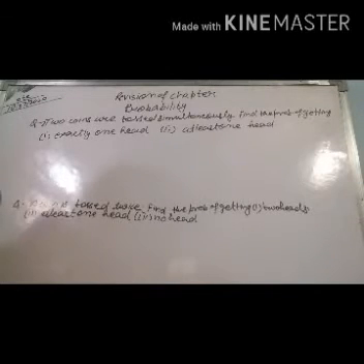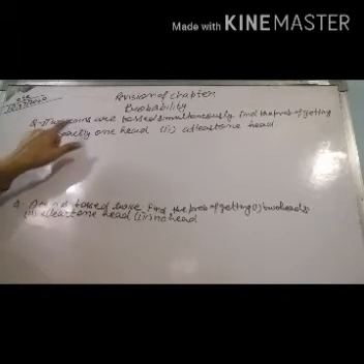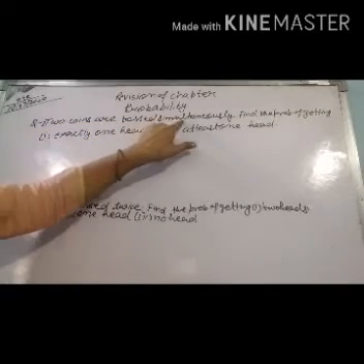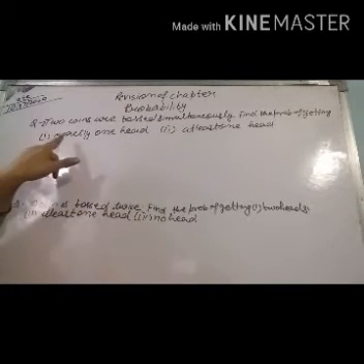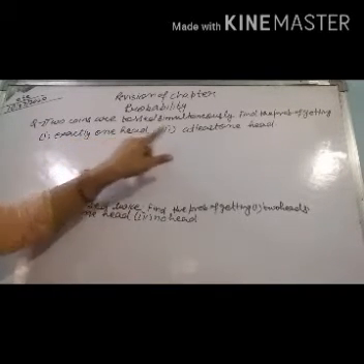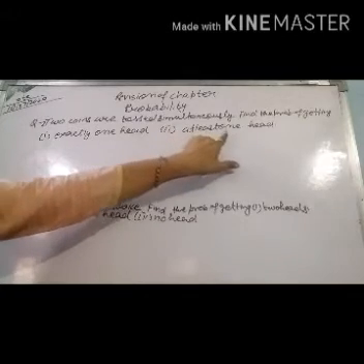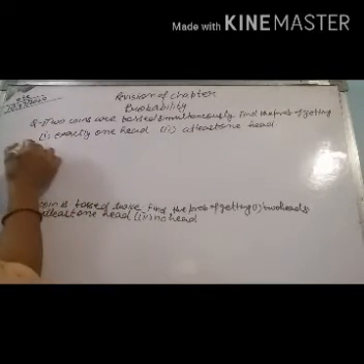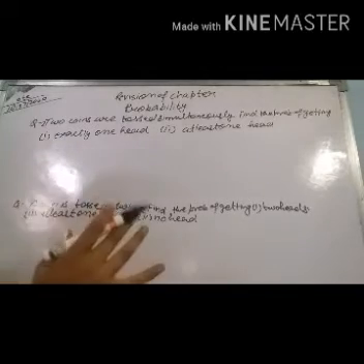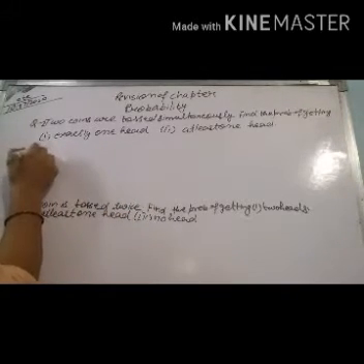Now question number two. Two coins are tossed simultaneously. Find the probability of getting exactly one head, and the second case is at least one head. Now in this question we have two parts. First, find out the total cases in case of two coins.